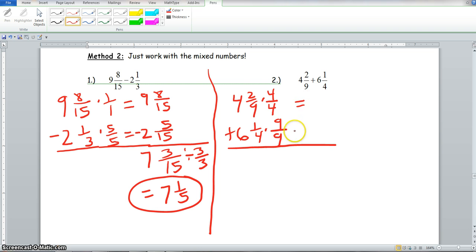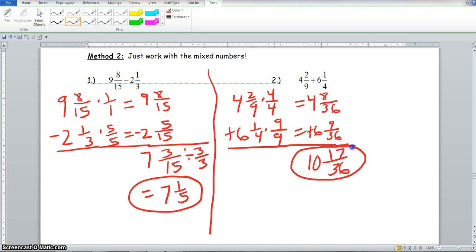So we'll carry over our 4, and we add 2 times 4 is 8, and 9 times 4 is 36. Now we'll carry over our plus 6 here, and 1 times 9 is 9, and 4 times 9 is 36. Now we will add them. 8 over 36 plus 9 over 36 is 17 over 36, and 4 plus 6 is 10. So our final answer is 10 and 17 over 36.